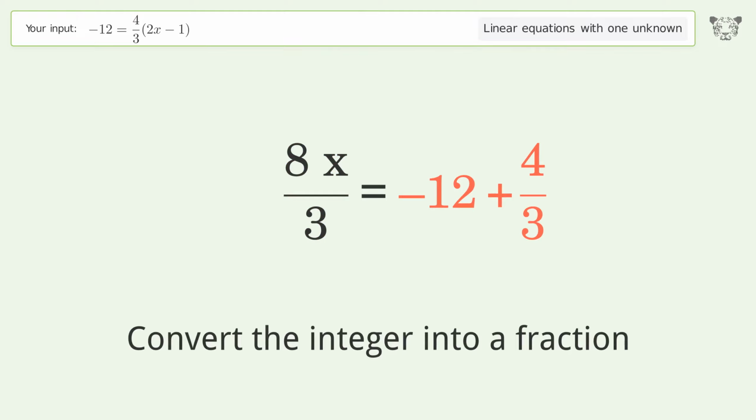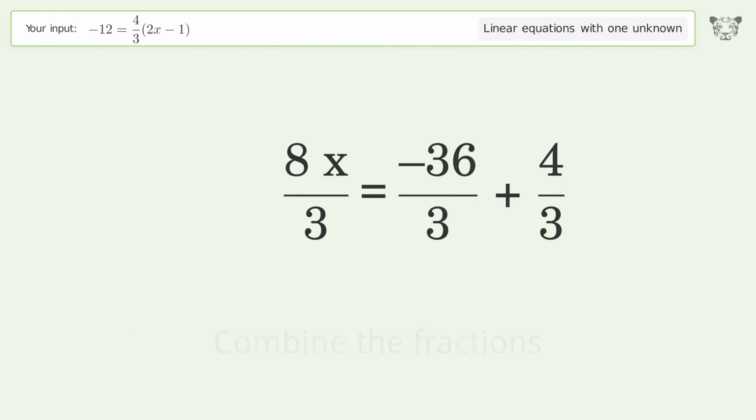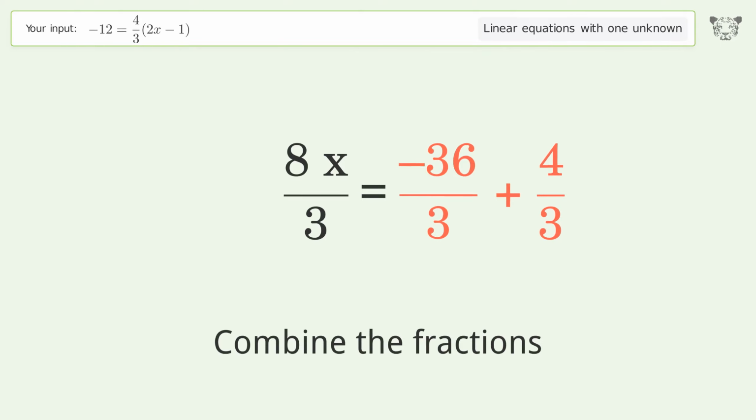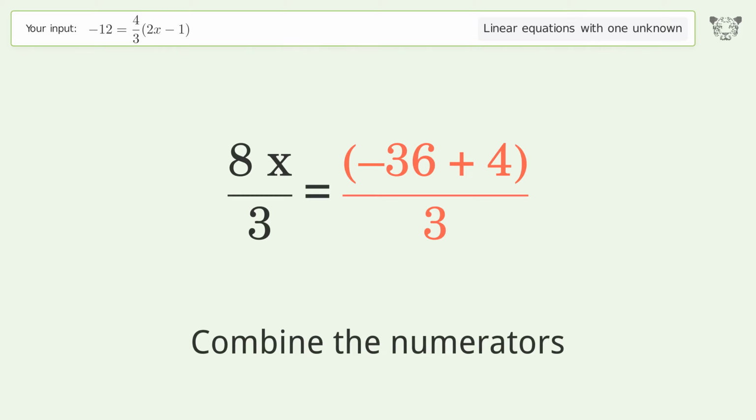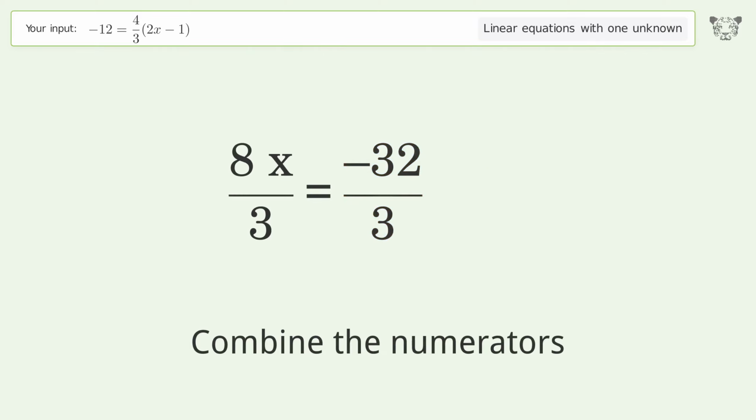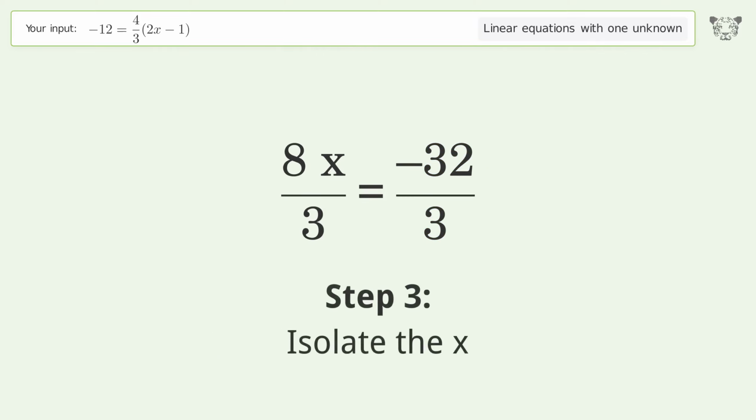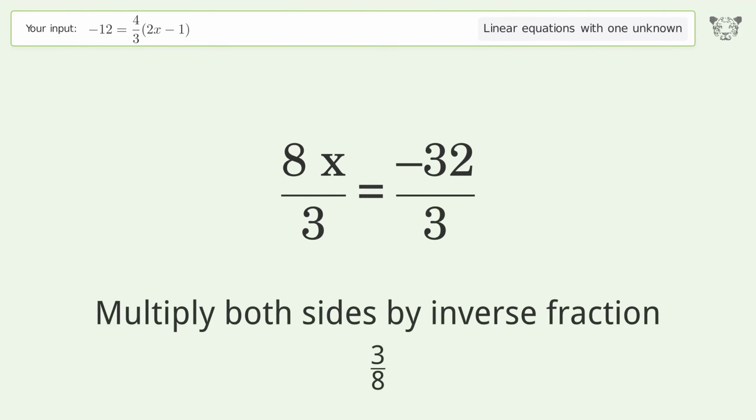Convert the integer into a fraction. Combine the fractions. Combine the numerators. Isolate the x. Multiply both sides by inverse fraction 3/8.